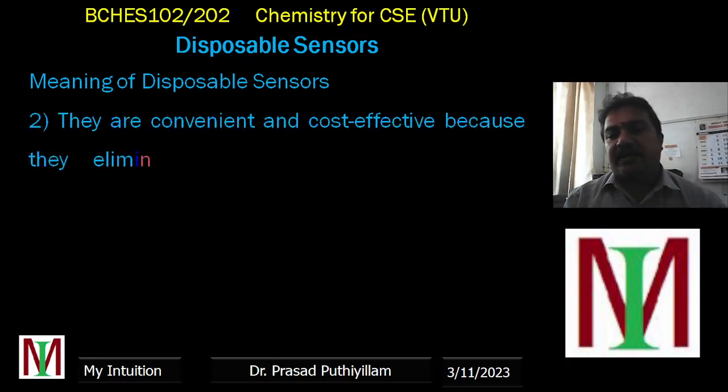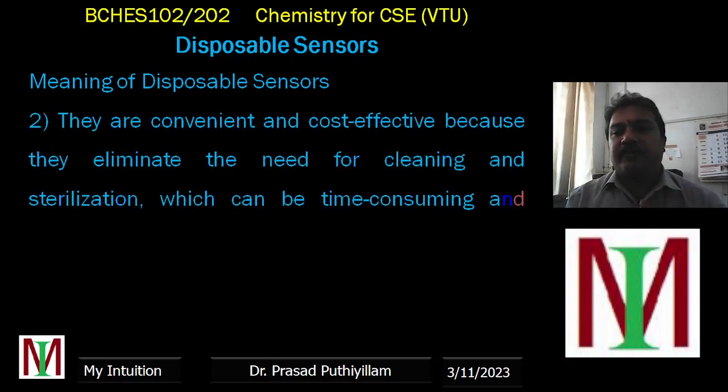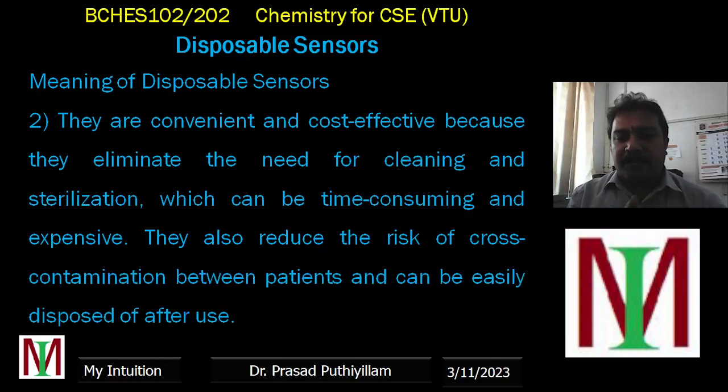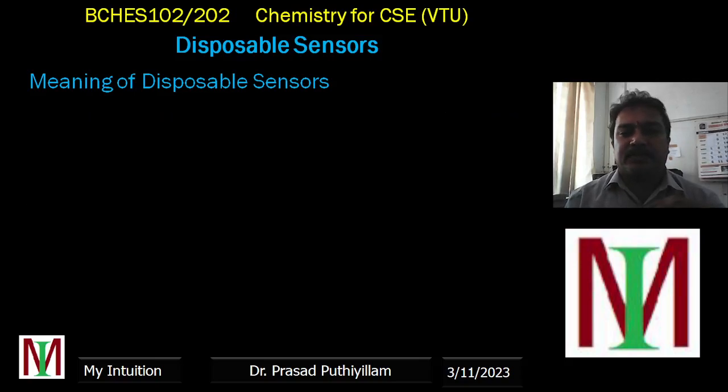They are convenient and cost effective because they eliminate the need for cleaning and sterilization, which can be time consuming and expensive. They also reduce the risk of cross contamination between patients and can be easily disposed of after use. It even reduces the need for a hospital visit every time; we can have a basic checkup. It will give the reading and indicate whether it is over the limit or whether we need to approach a consultant or a doctor. That will also be indicated by the disposable sensors.